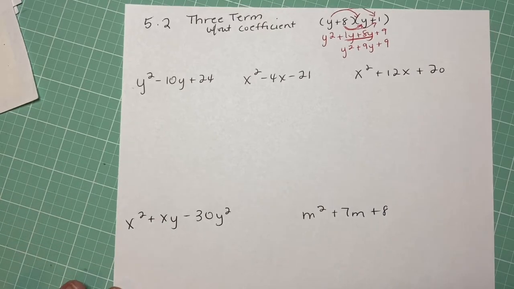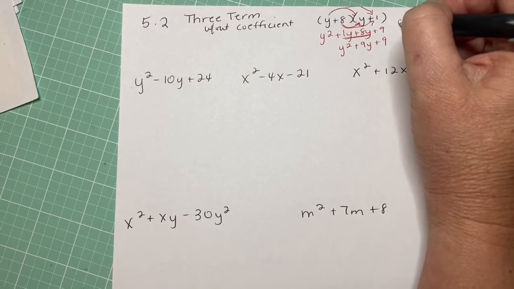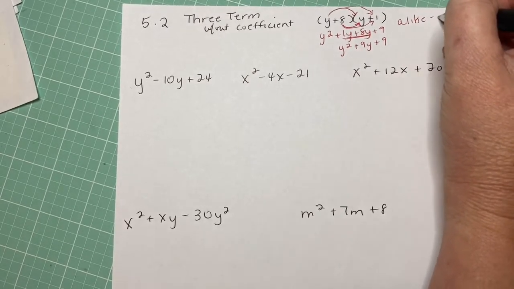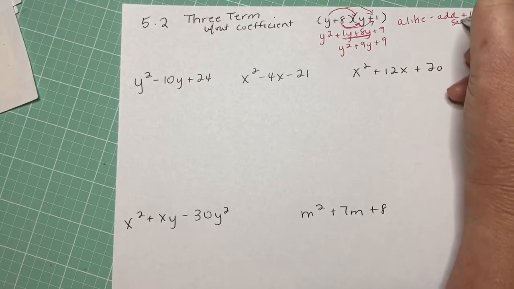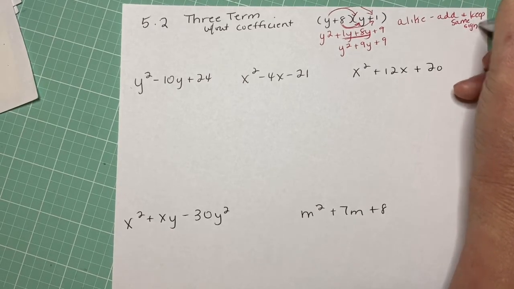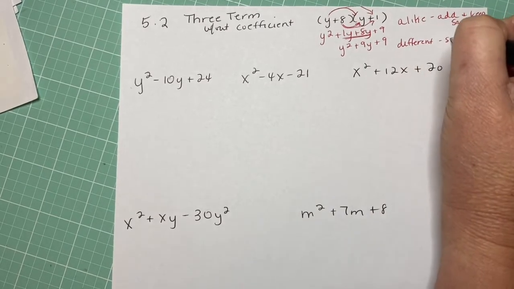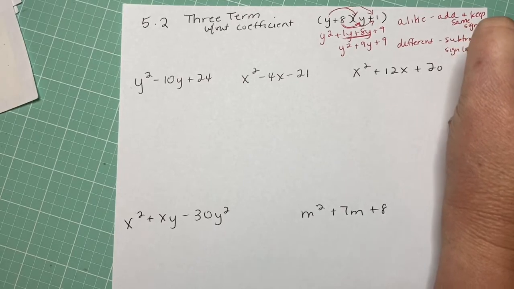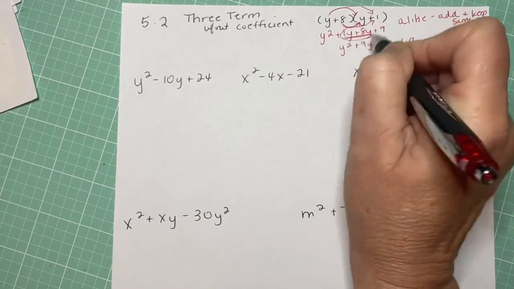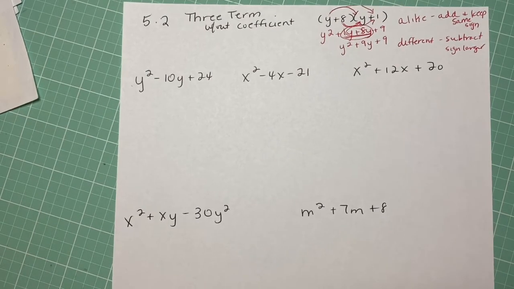Before we start these though, I want to go back over our sign rules. So remember, when the signs are alike, you add and keep the same sign, because this is going to be important on these. And when the signs are different, you subtract and take the sign of the larger. That's going to come into play when we're dealing with these middle numbers here.